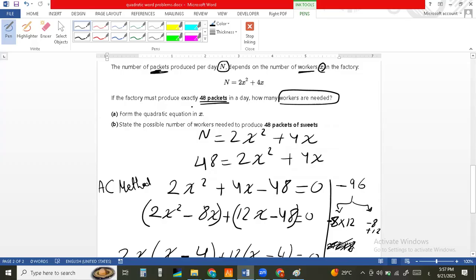Form the quadratic equation. Done. We formed the quadratic equation. State the possible number of workers needed to produce 48 packets of sweets. Here we go. We already stated that 4 workers are needed in order to produce 48 packets of sweets.